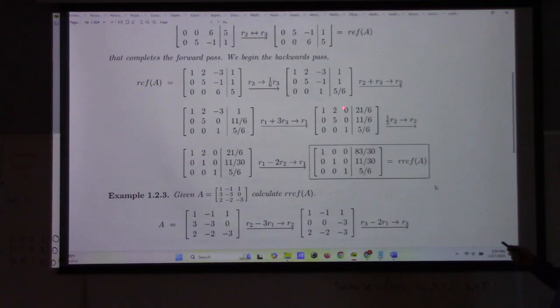So at this point, we've cleared out the non-zero entries above the third pivot. So that means we move on to the second pivot. We rescale.